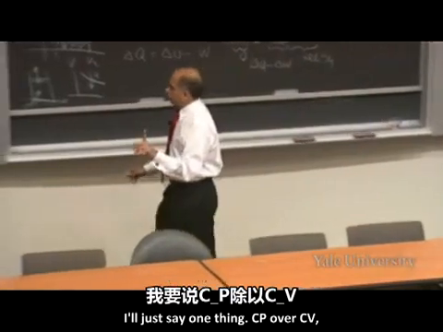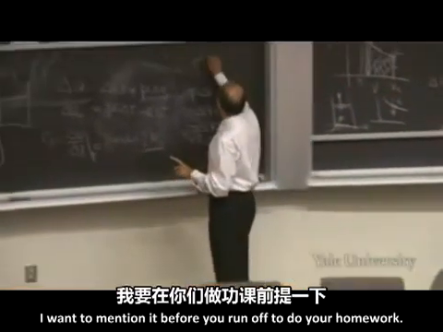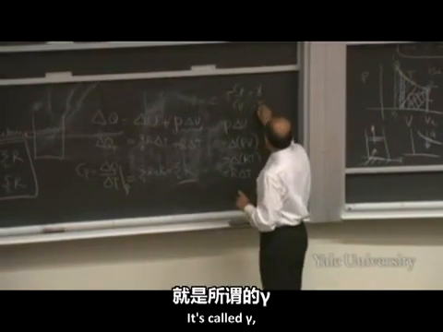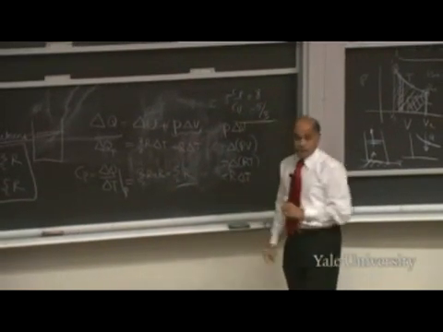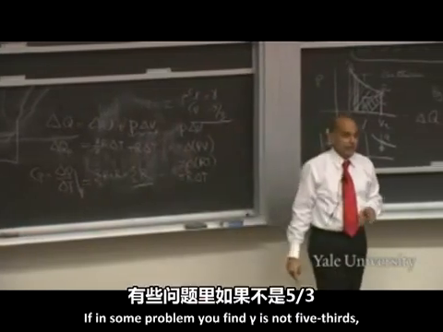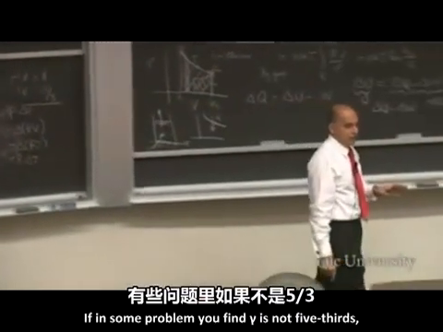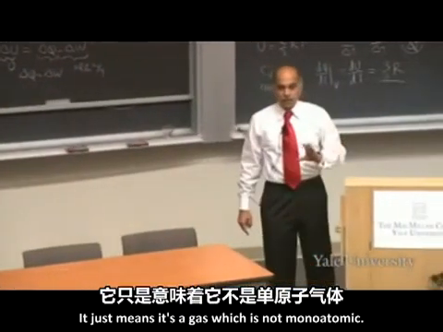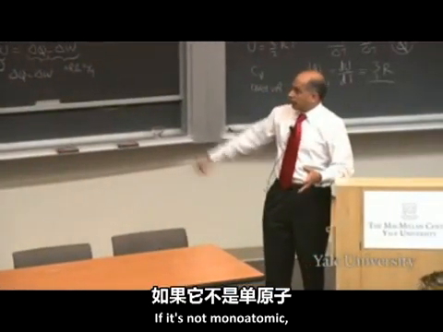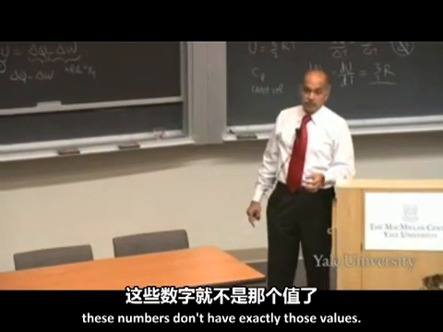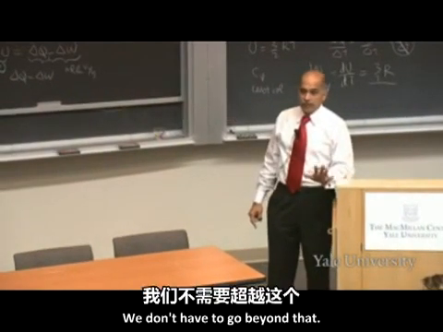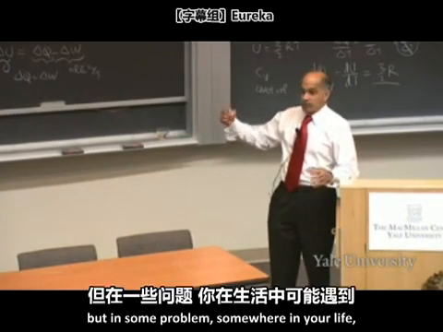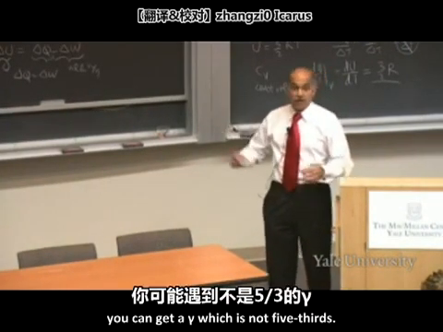I'll just say one thing. Cp over Cv, I want to mention it before you run off to do your homework. I don't know if it comes out. It's called gamma. That's 5/3 for a monoatomic gas. You can just take the ratio of the numbers. If in some problem you find gamma is not 5/3, do not panic. It just means it's a gas which is not monoatomic. If it's not monoatomic, these numbers don't have exactly those values. We don't have to go beyond that. You just have to know this ratio gamma is 5/3 in the simplest case, but in some problem somewhere in your life, you will get a gamma which is not 5/3.